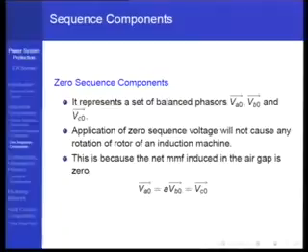So whether you have a 5-phase system or 7-phase system or 6-phase system, the zero sequence will always be there. The positive sequence will always be there, but there would be many more in-between systems, whereas in the 3-phase case we have only positive, negative and zero. The application of zero sequence voltage will not cause any rotation of an induction motor. The reason is the MMF created in the air gap would be 0. To create a rotating MMF, what do you need?